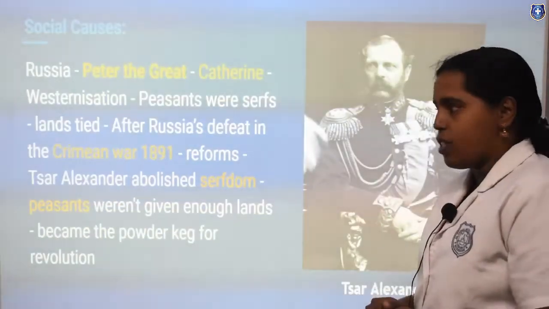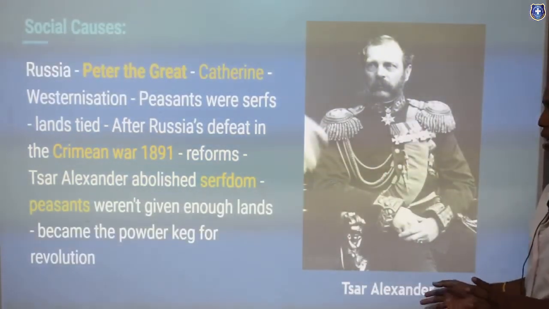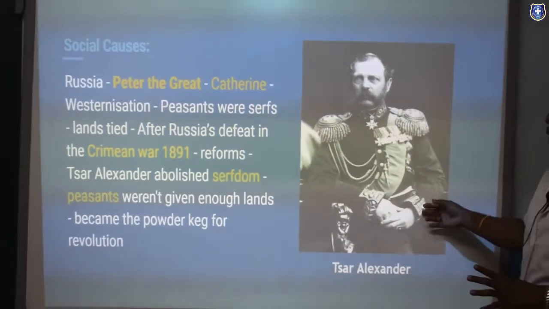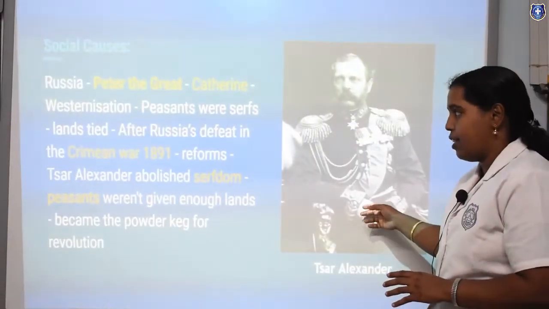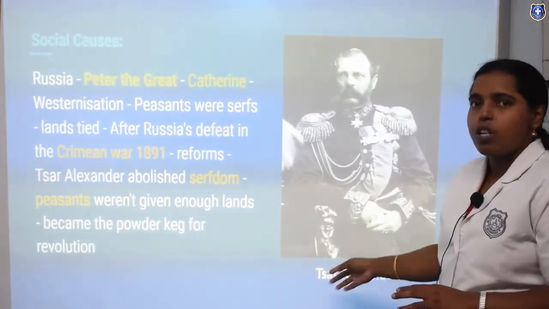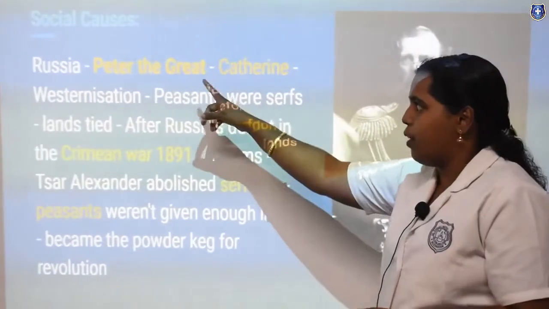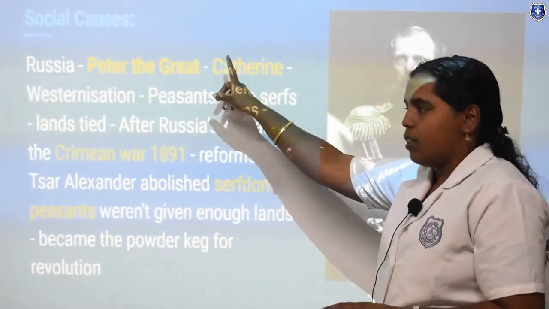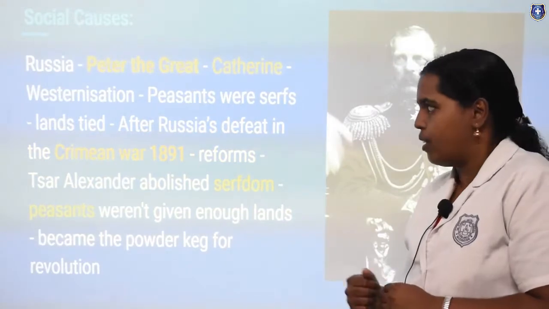Now let's go to the first topic. The first topic is social causes. You can see Tsar Alexander in the picture. Yes, he was a great leader in that Russian land, but he was not so strong. You can see here Russia, Peter the Great, Catherine, they were the rulers at that time. They tried to bring westernization to the land of Russia.